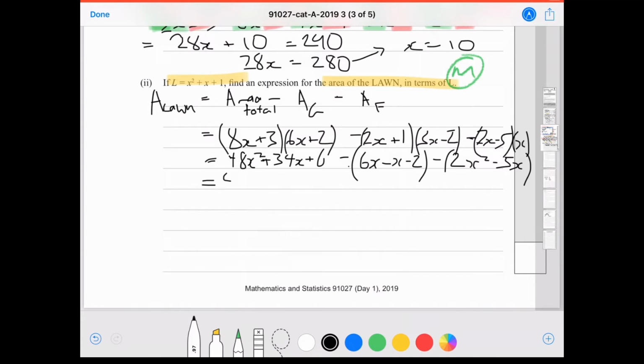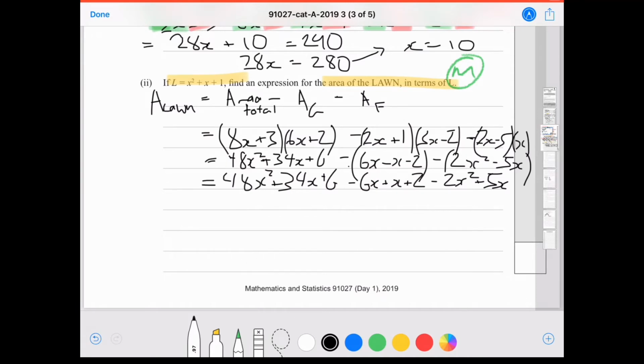Okay, now let's expand these brackets left over. And of course, when I say expanding brackets, guys, it's a skill you've hopefully come across in your year leading up to the MCAT. So FOIL method is a common term: first, outer, inner, last. So minus, expanding now, you've got minus 6x. Minus 1 times minus x is positive x, and positive 2. Minus 2x, positive 5x.